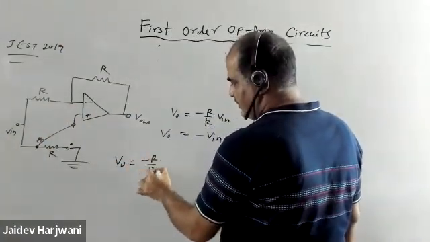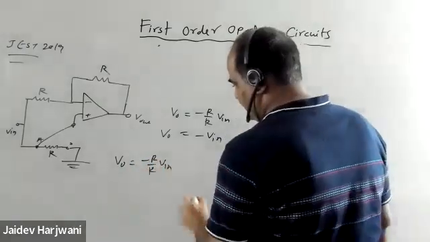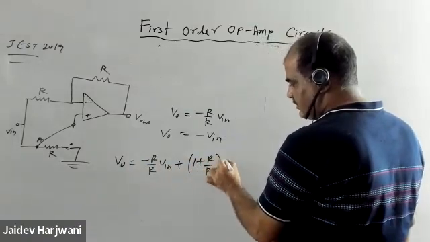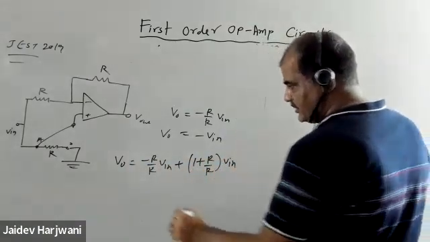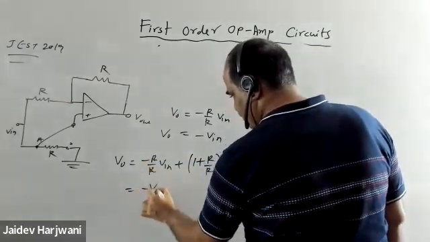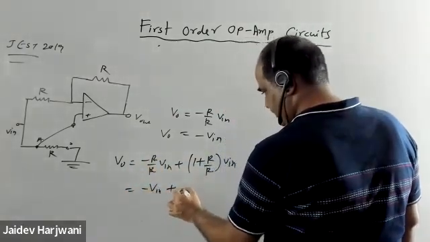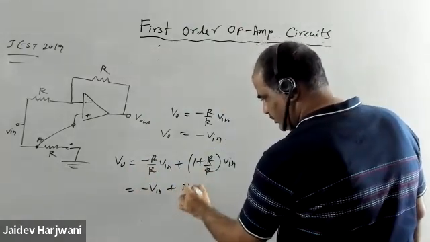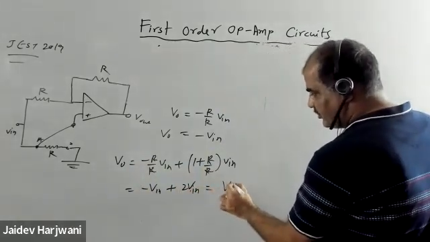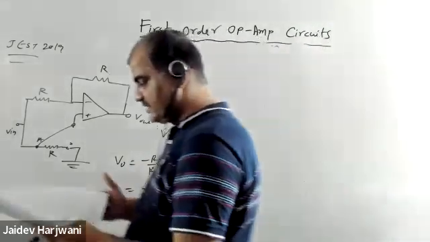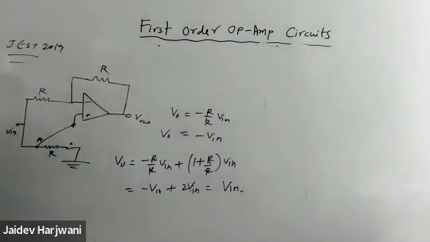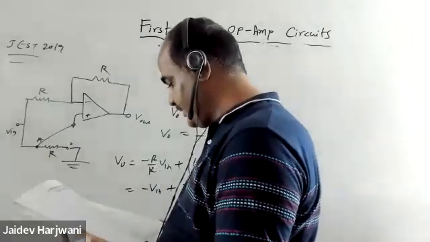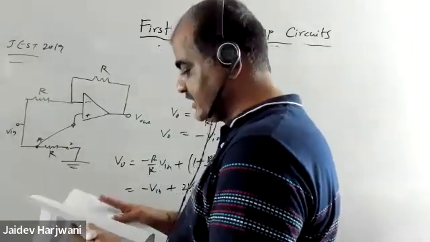So if I take V output, so what I will get is minus R upon R V input, okay, and then plus (1 plus R by R) V input, okay. So this will give me minus V input and this will give me 2V input. Okay, so this will give me V input. So that means, when it is connected to C you get V output equal to V input, and when it is connected to B you get V output equal to minus V input.